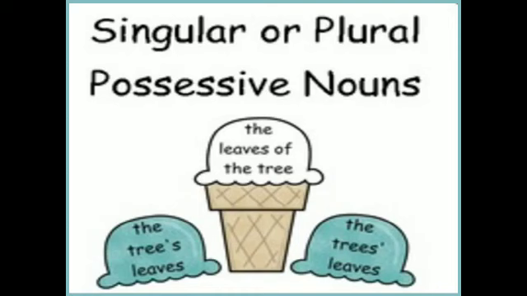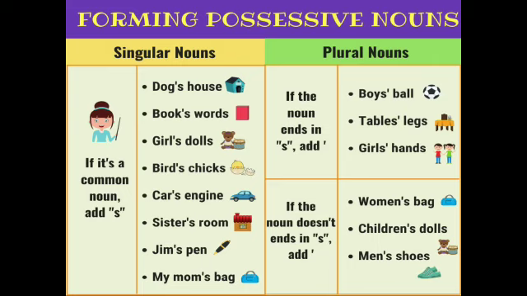Now let's see singular or plural possessive nouns. As we all know, in nouns number we have already discussed that nouns can be singular in number and plural in number. So how to show the possession of a singular noun and how to show the possession of a plural noun, that we will discuss now. Now let's see forming possessive nouns. First we will discuss singular nouns. Here you can see that so many examples are given. So how to create a possession of a singular noun?